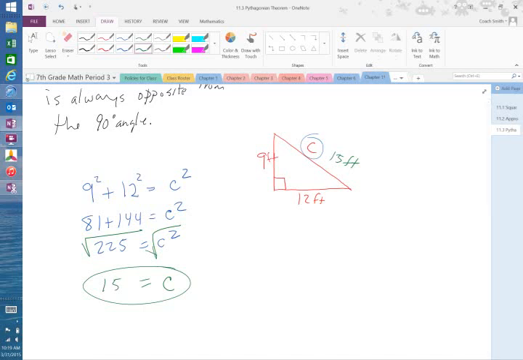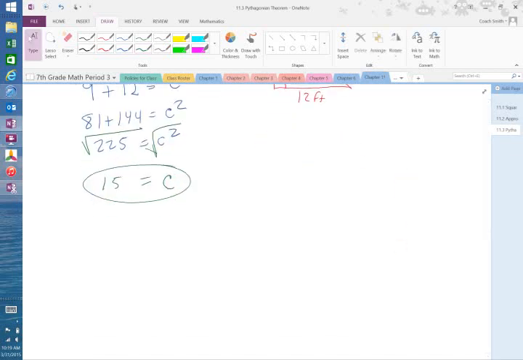Now, there are various applications of this theorem in real-world problems. We're going to talk about one here in a second. But I want to continue with this for just a second. I want you to do this one on your own. We have a triangle.